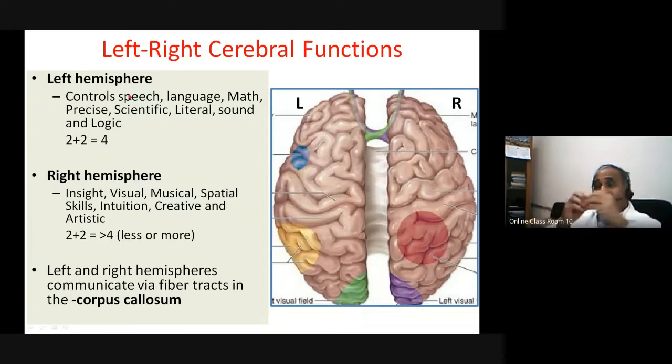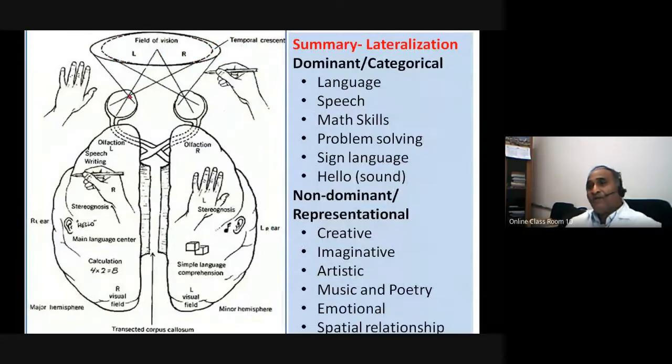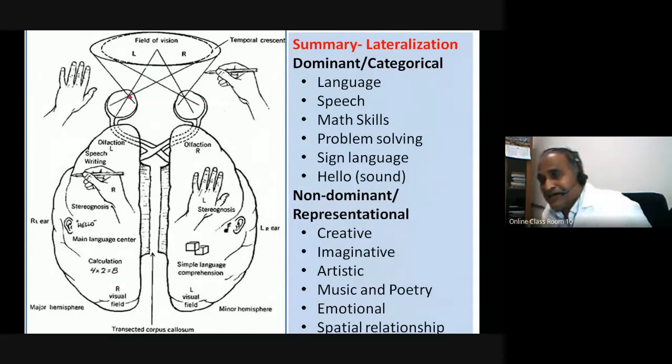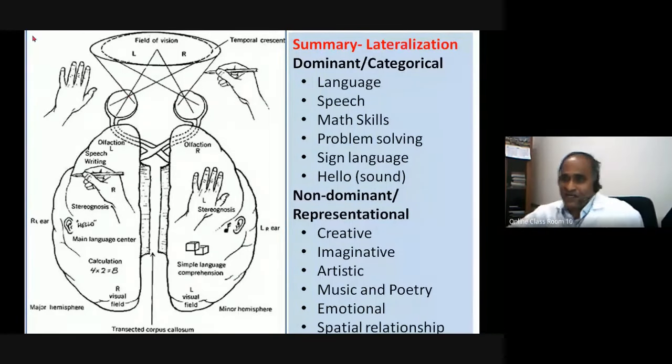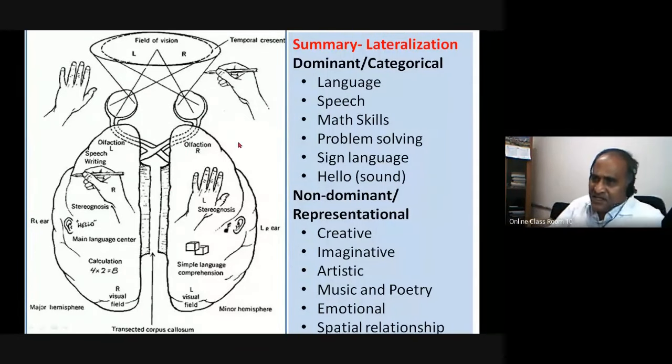We all human beings have a combination of these things in permutations. We have these left and right cerebral functions. Now I am just trying to summarize these two hemispheres. Here is a picture. It was perhaps taken from Sperry's articles.